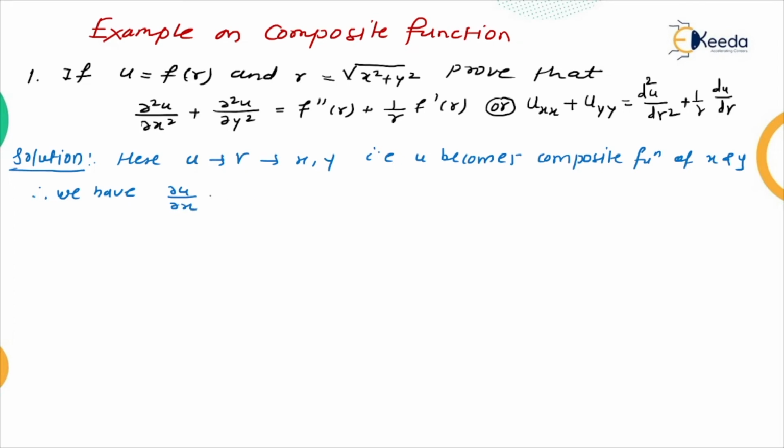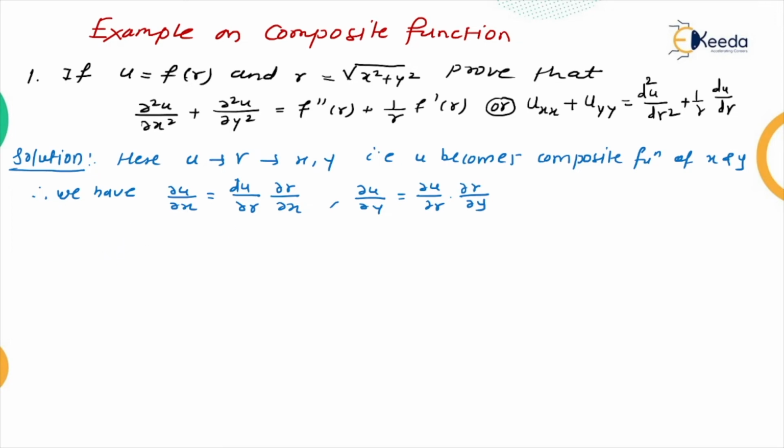So there is a formula. This is ∂u/∂r times ∂r/∂x, and ∂u/∂y. How will it be calculated? It is first ∂u/∂r, meaning u is a function of r, and then r is a function of x and y. So in this way you have to calculate it. That is step number 1 you have to do here, right?